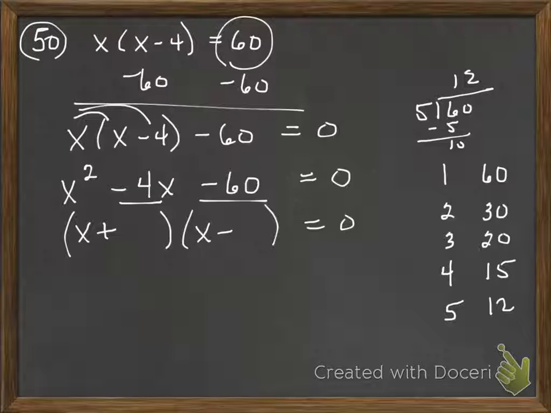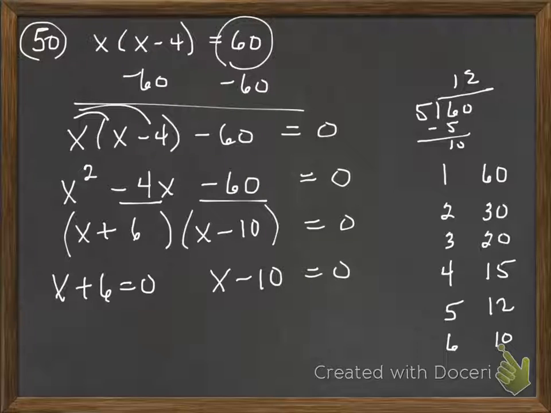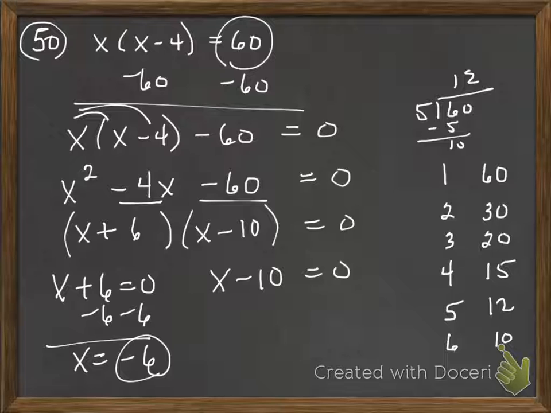No. And so then there is 6 and 10. I have to have a negative 4. So if I have to have a negative 4, that means 10 has to be negative and 6 has to be positive. So then we're going to set each factor equal to 0 and solve. And we get our two solutions, negative 6 and positive 10.